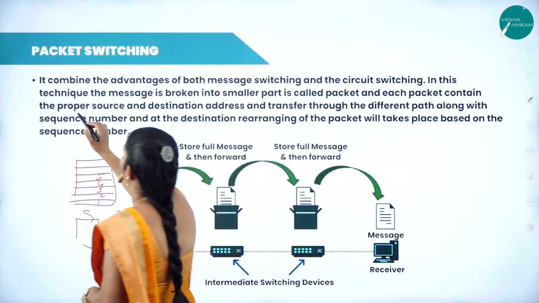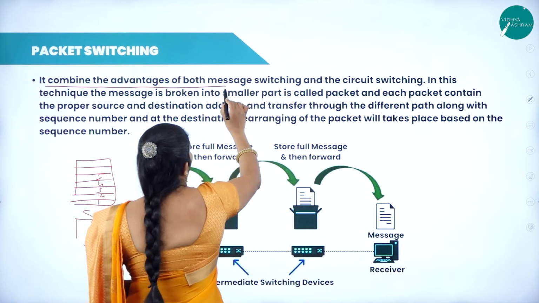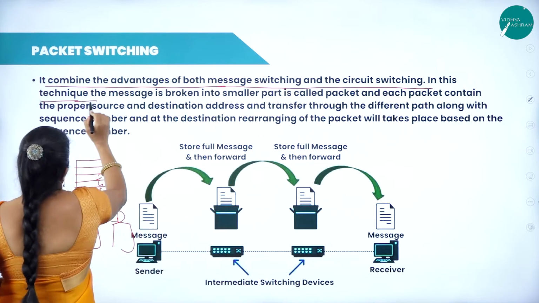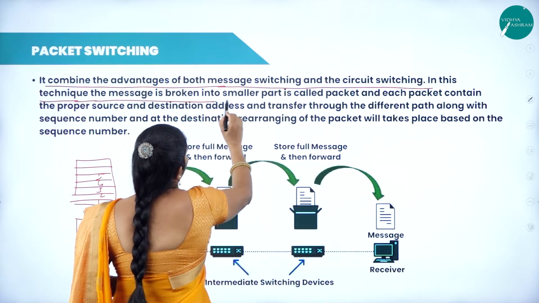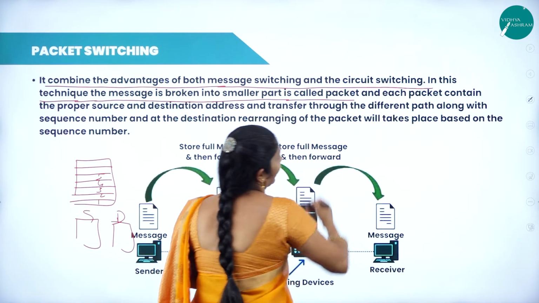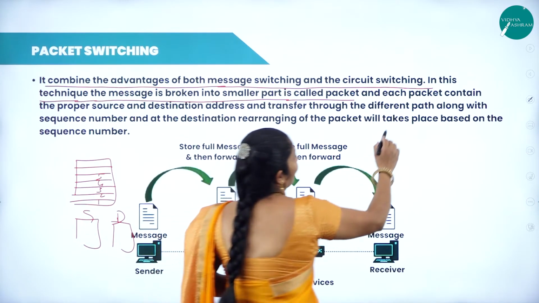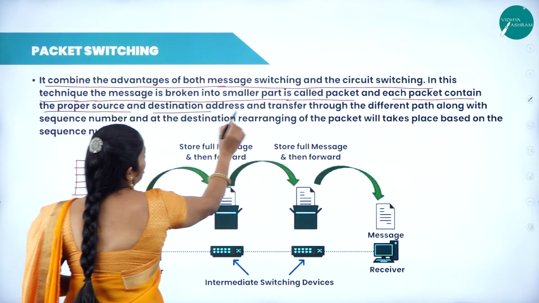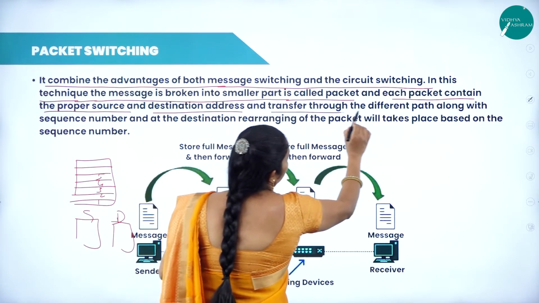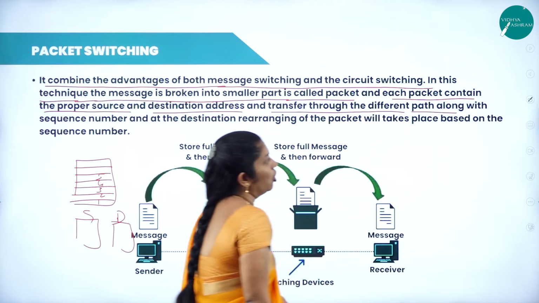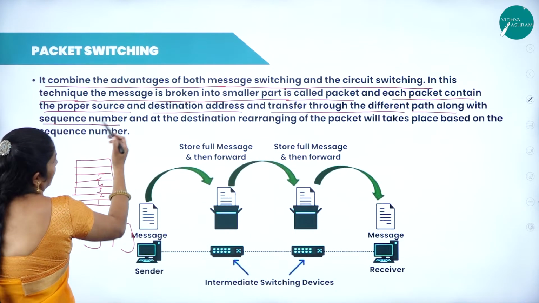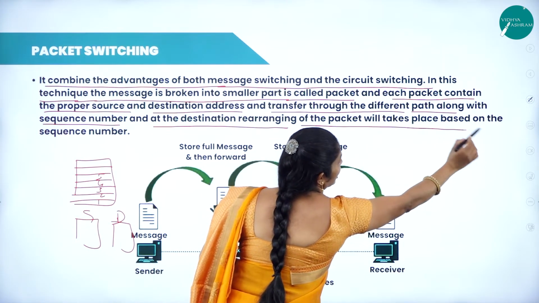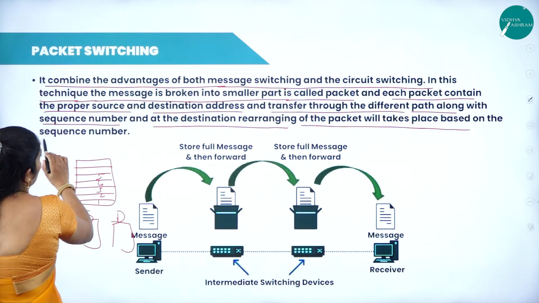In packet switching, it combines the advantages of both message switching and circuit switching. In this technique, the message is broken into smaller parts called packets. Each packet contains the proper source and destination address and is transferred through a different path along with a sequence number, and at the destination, the packets are rearranged based on the sequence number.